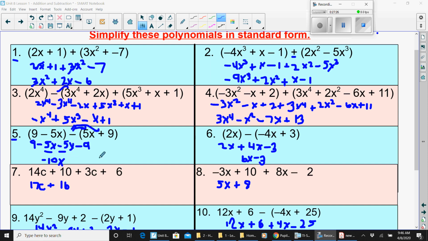And number 5 we did together, that's negative 10x. Number 6 is 6x. Again, you have this double negative trying to confuse you, but negative times negative is positive. Negative times a positive is negative. You get 2x plus 4x is 6x, and then you get minus 3. So it's 6x minus 3.